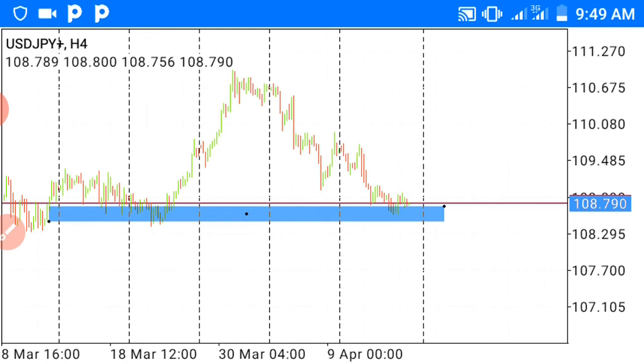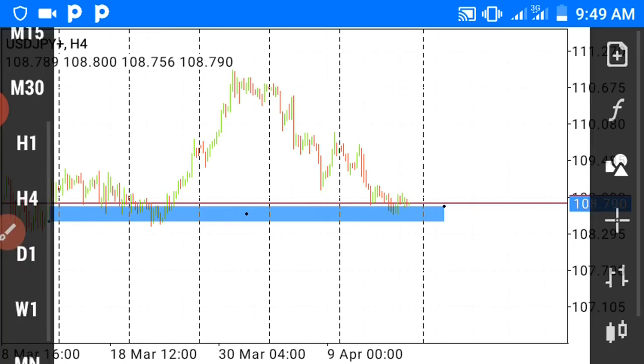So that's it. Let's go for the next one, which is the New Zealand Canadian dollar. This is the second to the last.